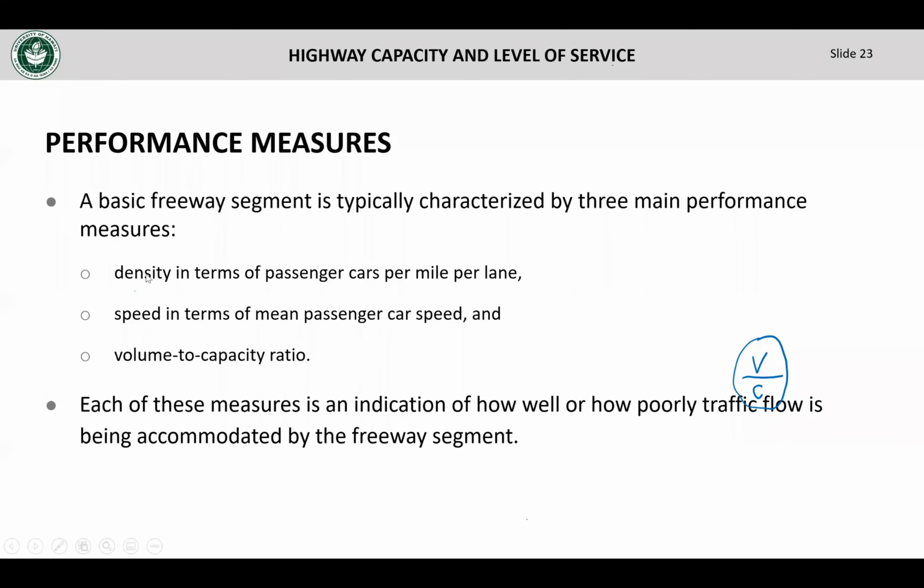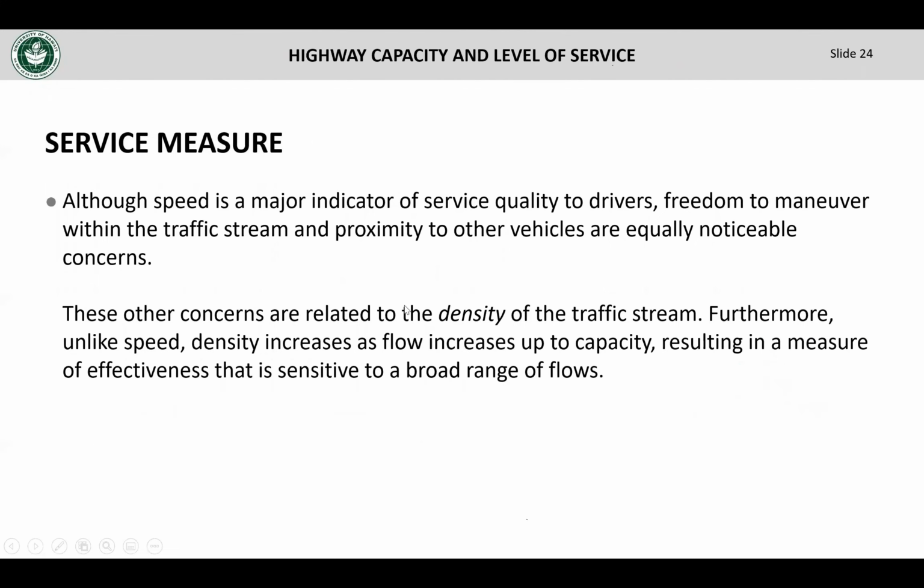So each of these measures, density, speed, or volume to capacity ratio, is an indication of how well or how poorly traffic flow is being accommodated by the freeway segment. And although speed is a major indicator of service quality to drivers, freedom to maneuver within the traffic stream and proximity to other vehicles are equally noticeable concerns.